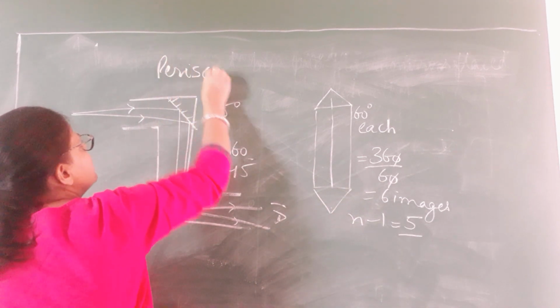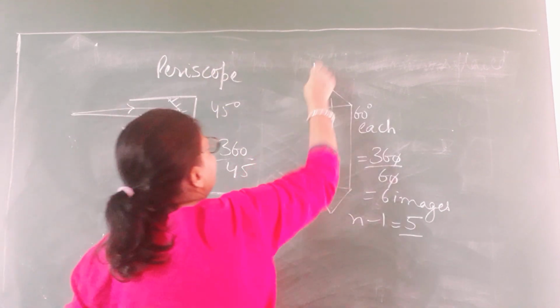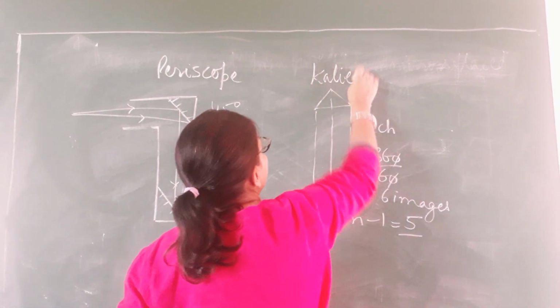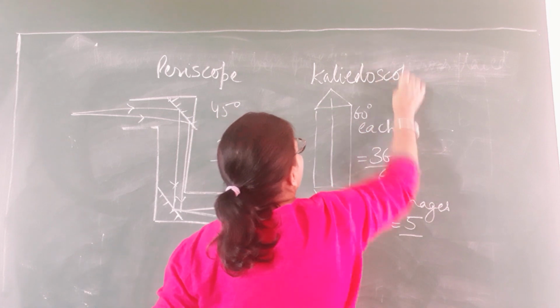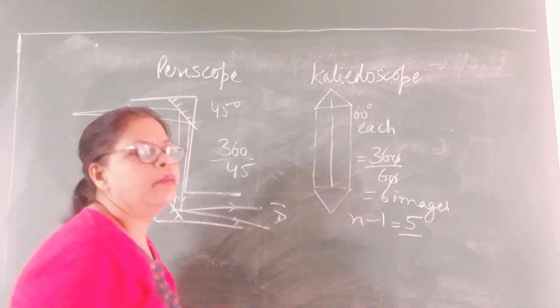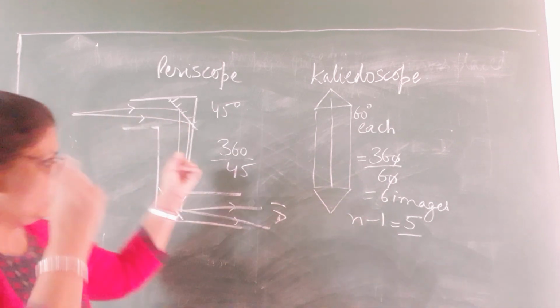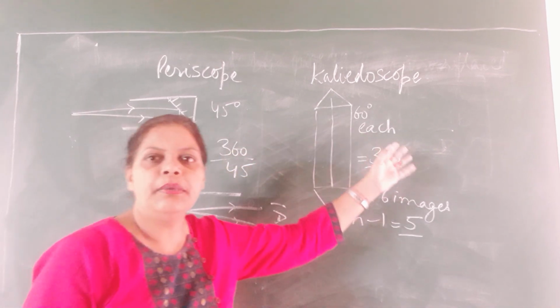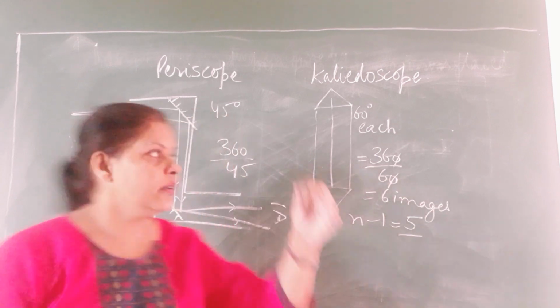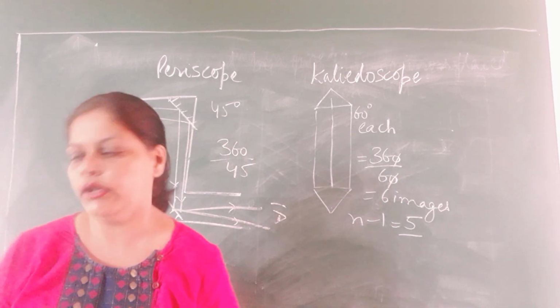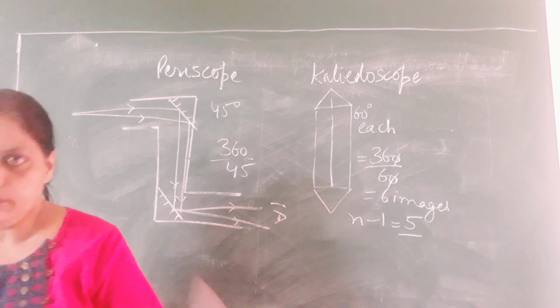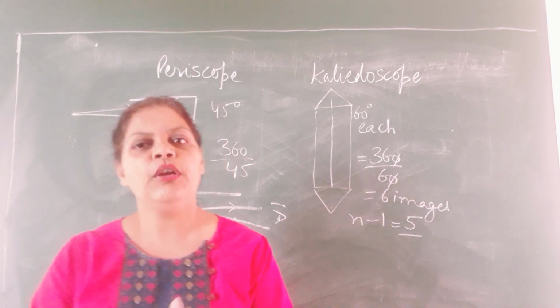Okay, children, and this is known as the kaleidoscope. Both of them use plane mirrors. But here you should know that in the kaleidoscope the plane mirrors are placed at an angle of 60, three plane mirrors, and here two plane mirrors at an angle of 45. So children, with this I end the topic of plane mirrors.